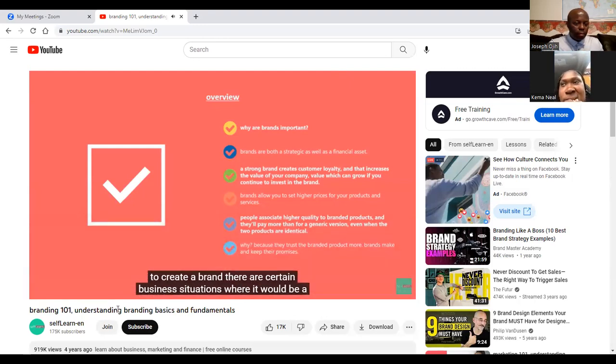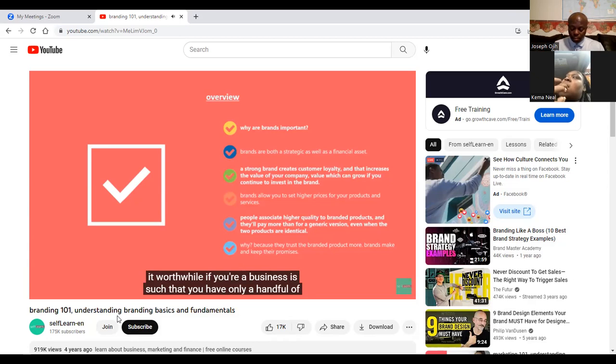There are certain business situations where it would be a waste of money. For example, in completely new markets where there are very few, if any, customers, you'd be smarter to invest your resources in growing awareness and interest in the category first. If you're already the market leader with most of the market share, creating a brand probably won't pay off. If you're in a highly fragmented industry with hundreds or even thousands of small competitors, a brand may not be able to reach enough customers to make it worthwhile.